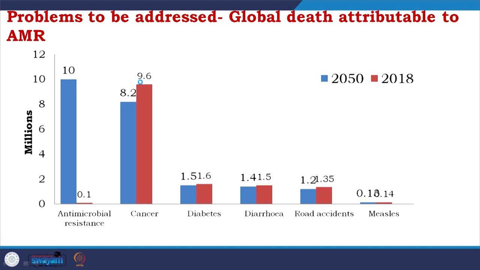If you see, we have chosen all the factors which are actually causing a significant number of deaths. If you compare measles, there is no significant increase from 2018 to 2050. If you consider road accidents, it is decreasing. Diarrhea, again, you could say it is similar or decreasing. You consider diabetes, again it is similar or decreasing. Cancer is decreasing quite significantly, whereas all of them have similar numbers.